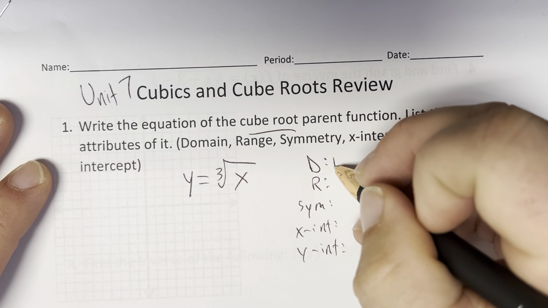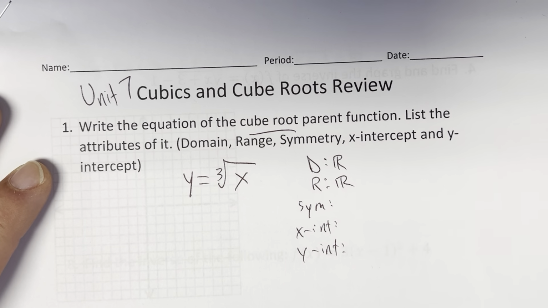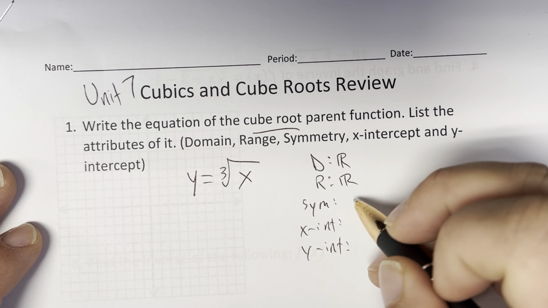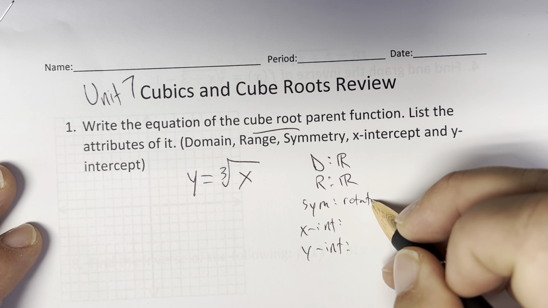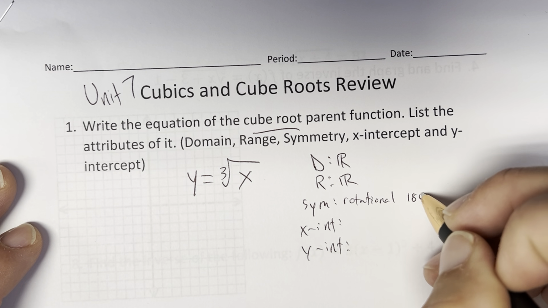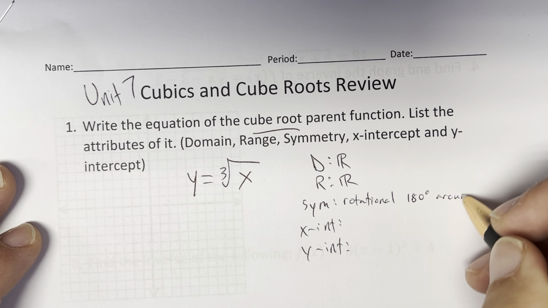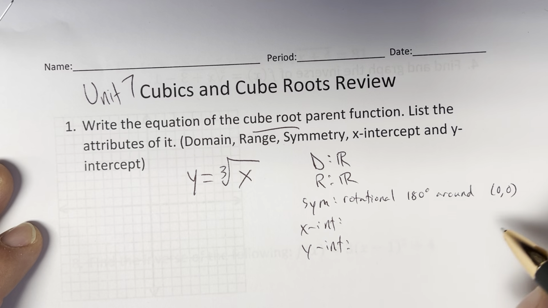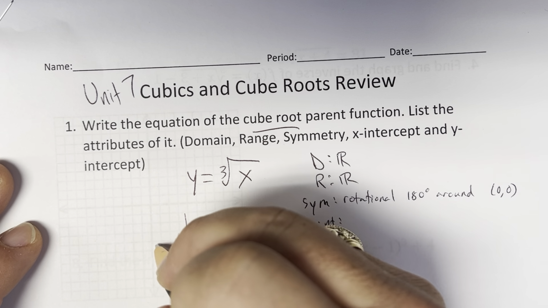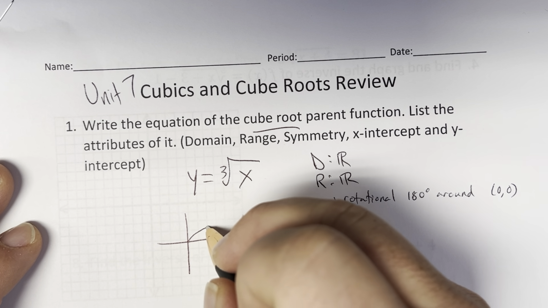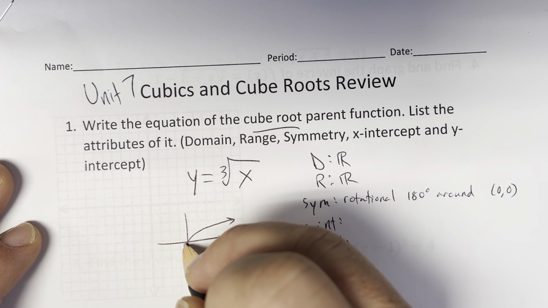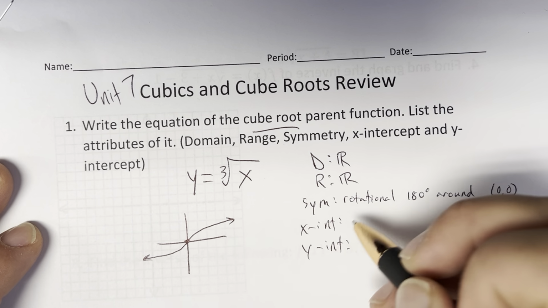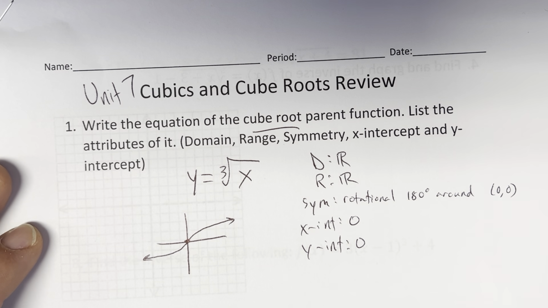All right, domain and range throughout this unit is always all real numbers, negative infinity to positive infinity. The symmetry is rotational, 180 degrees around 0, 0. The x-intercept on this one, the graph looks like this. It's horizontal, and so it's going left to right. Makes that kind of S curve through the middle. It hits the x-axis at 0, and it hits the y-axis at 0 as well.